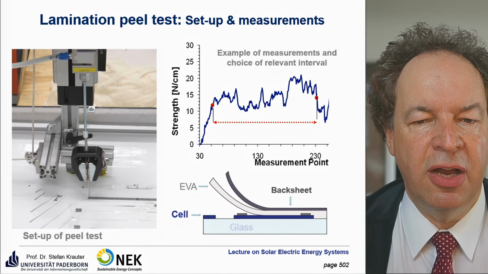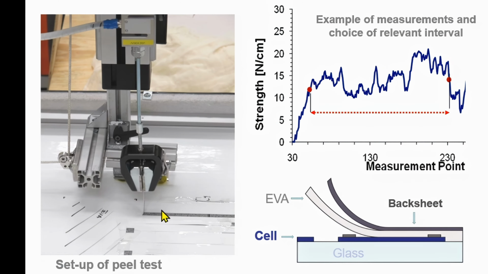Here is this peel-off test. So you cut the back sheet on the model into strips and you measure the force. Here you see the back side of the solar cell, and you measure the force here. It's changing a bit, but you take some average values on that. This is an indicator for the quality of the lamination.